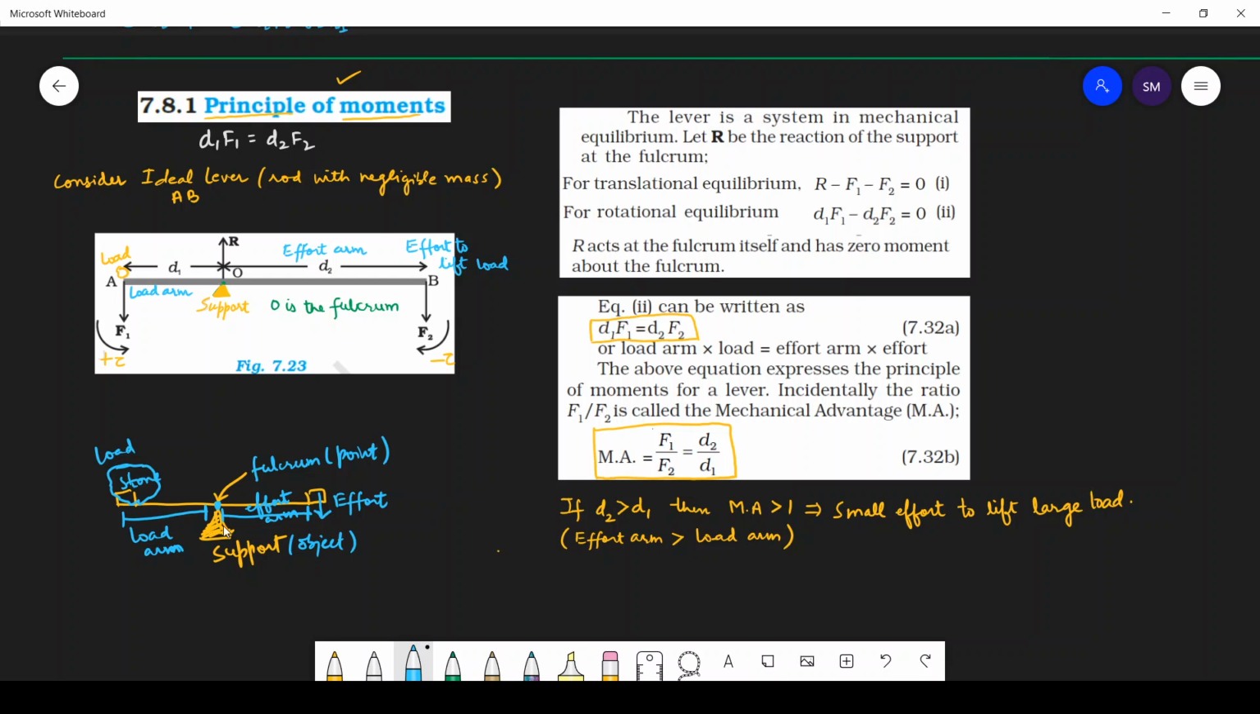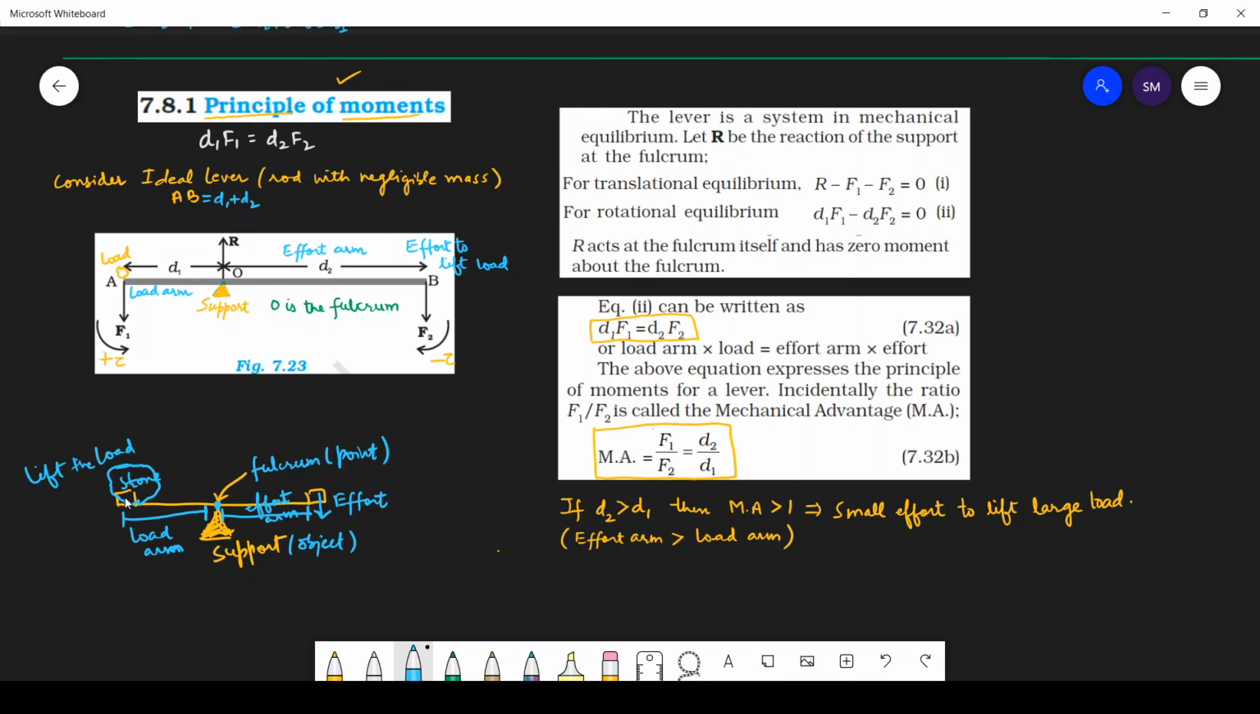Okay, so simple. You want to lift the load. So that side is the load arm and the other is the effort arm. This load arm is D1, and this is D2. So D1 plus D2 is the total length of the lever. So the lever AB is D1 plus D2. And an ideal lever means this rod has negligible mass.